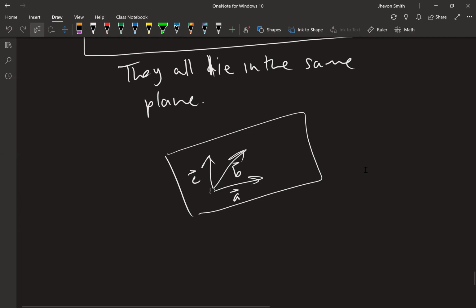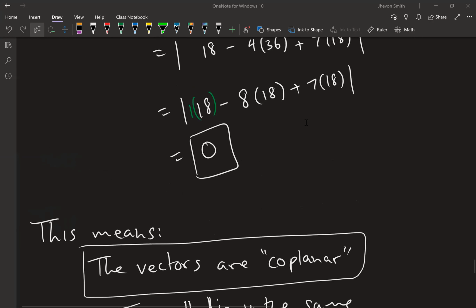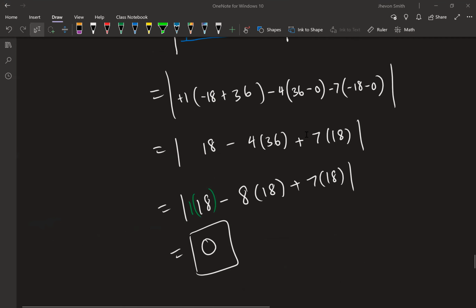So if I have 3 vectors in 3-space and I want to know if they all lie in the same plane, what I could do is the scalar triple product. If I get 0 as the answer, I know they all lie in the same plane. If I don't, then they don't. All right, so we will stop right there. And yeah, hopefully that was enlightening.